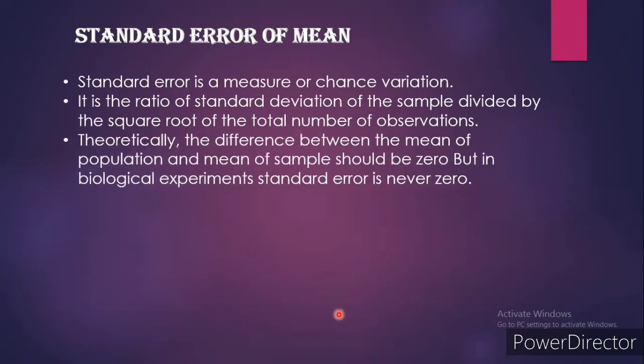Theoretically, the difference between the mean of the population and the mean of the sample should be zero. But in a biological experiment, standard error is never zero. This statement may be understood with the help of the following example.